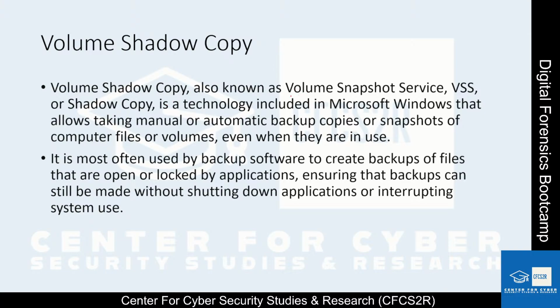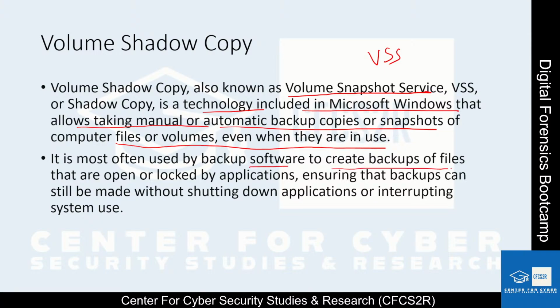So volume shadow copy, also known as VSS, volume snapshot service, or shadow copy, is a technology included in Microsoft Windows that allows taking manual or automatic backups, copies, or snapshots of a computer, file, or volume even when they are in use. Basically, Windows is taking manual or automatic snapshots of your system, and that is kept inside your system. It is more often used by backup software to create backup files that are open or locked by applications, ensuring that backups can still be made without shutting down applications or interrupting system use.